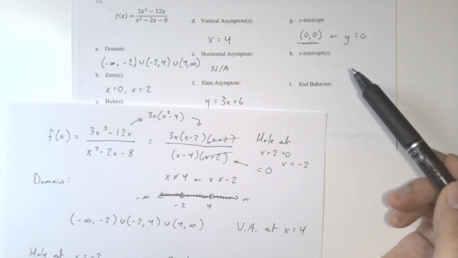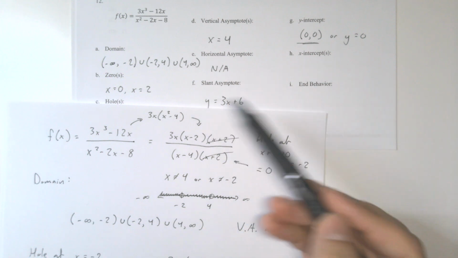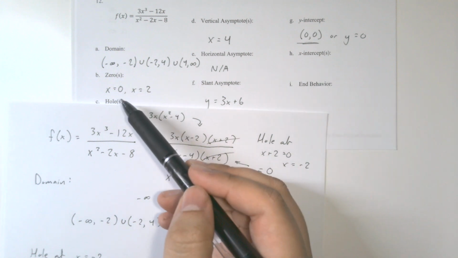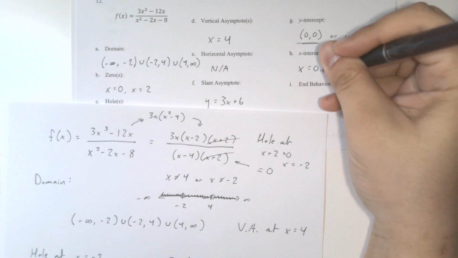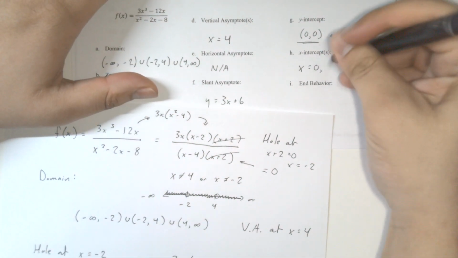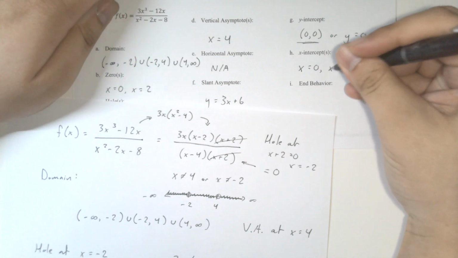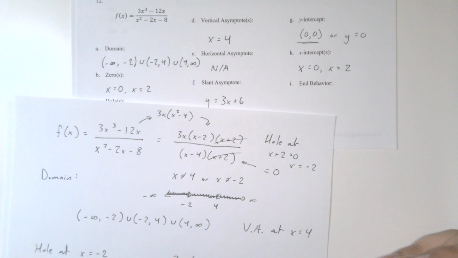For the x-intercepts, really, they're kind of asking you a trick question here, because the x-intercepts are the exact same thing as the zeros. So we've already found that. x equals 0, and I don't know why I started to write a y, but x equals 2. Those are our x-intercepts.